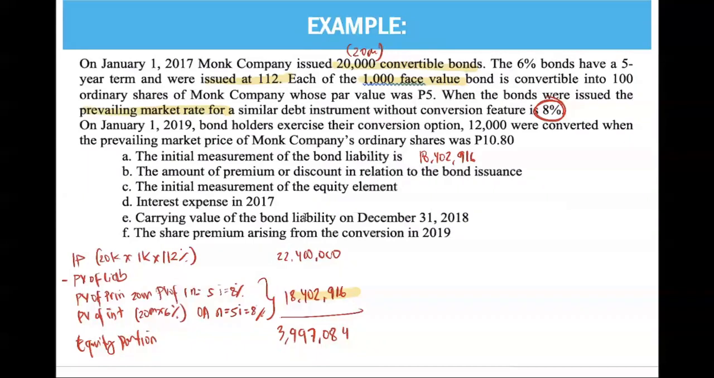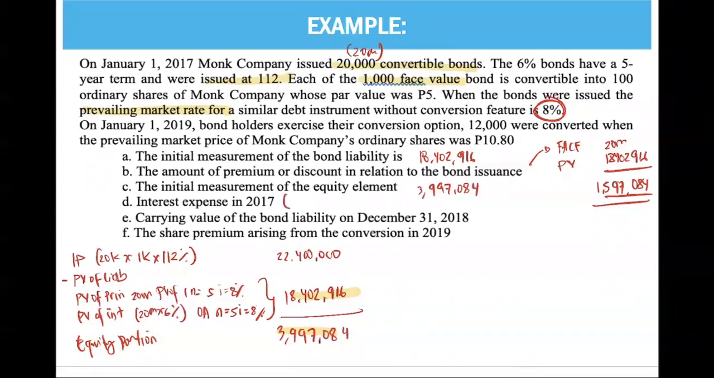Next, the amount of premium or discount. For premium or discount, you just compare it to your face amount. Your face amount is 20 million. The present value is 18,402,916. So 20 million less 18,402,916 will give us 1,597,084. Next, for equity portion, we have already computed that: 3,997,084.